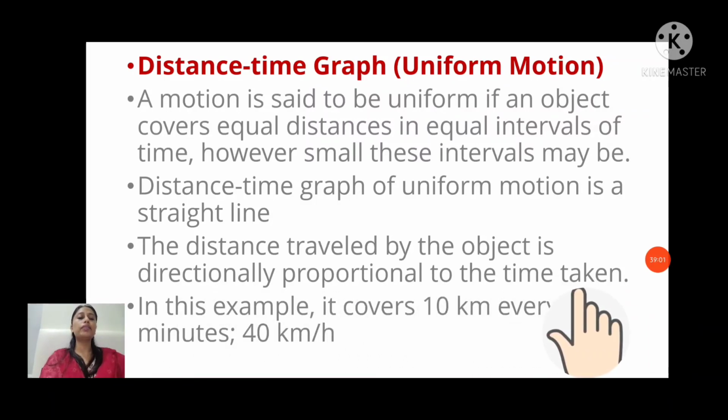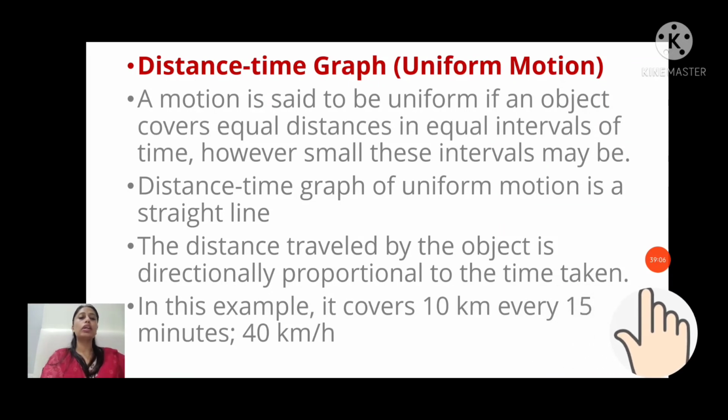In this example, it is 10 km every 15 minutes, which is 40 km per hour. Suppose in every 15 minutes the object travels 10 km. In 1 hour, how many times will 15 minutes be there? Four times: 15 minutes, 15 minutes, 15 minutes, 15 minutes, and every time it covers 10 kilometers. So in 1 hour, in 60 minutes, how many kilometers will it cover? 40 kilometers.